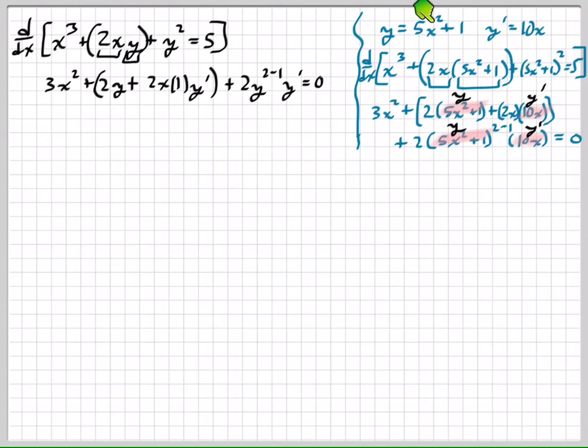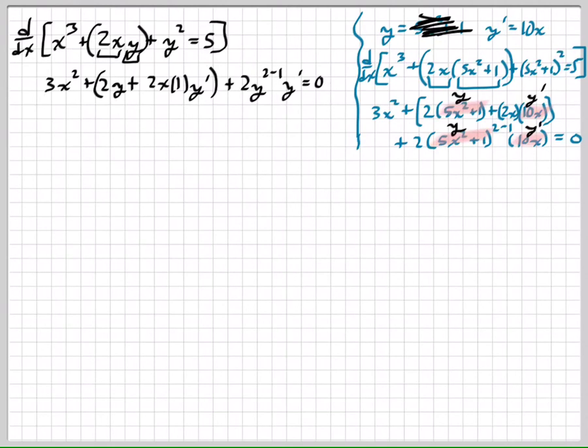Y equals 5x squared plus 1. I made that up though. Like it could be anything. I just made up 5x squared plus 1. But if we don't know this, this is awesome. Doing this is correct. Okay, if we didn't know the definition of y, that's what implicit differentiation is.